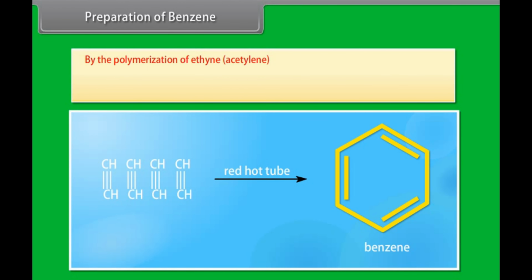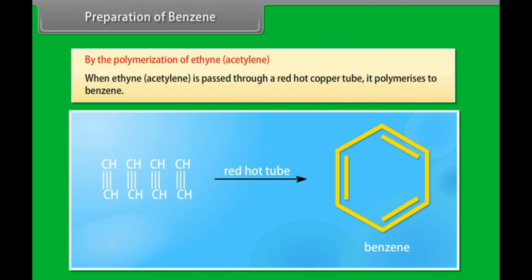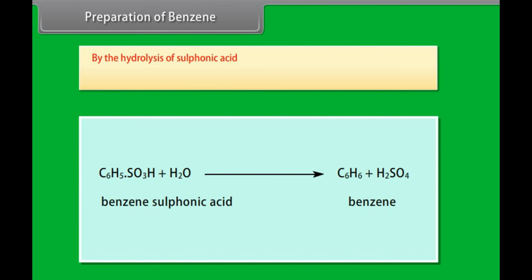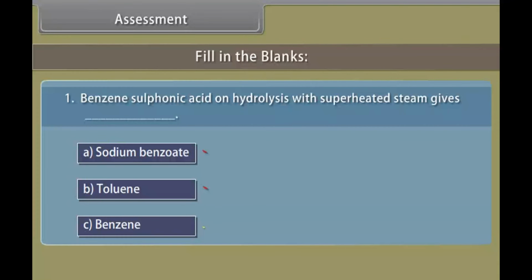By polymerization of ethyne, acetylene. When ethyne or acetylene is passed through a red-hot copper tube, it polymerizes to benzene. By the hydrolysis of sulfonic acid. Benzene sulfonic acid on hydrolysis with superheated steam gives benzene.